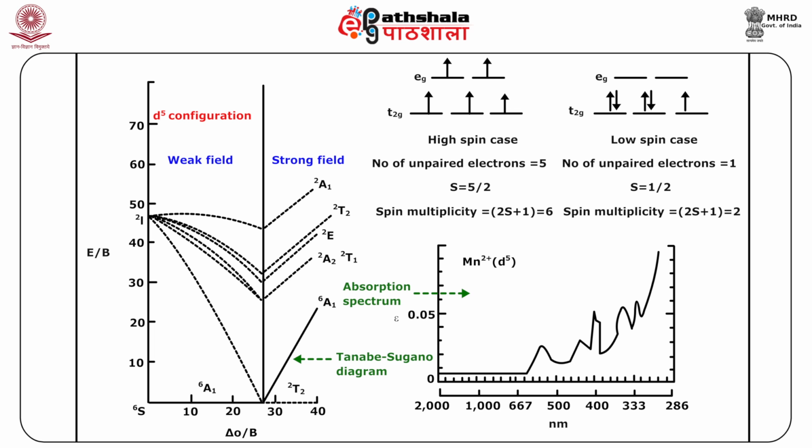but this time they are spin allowed. In this case, the Tanabe-Sugano diagram on the right hand side has to be considered, leading again to a complicated spectrum that is again difficult to interpret. In both cases, determining the value of delta naught is quite difficult by the normal theoretical methods.